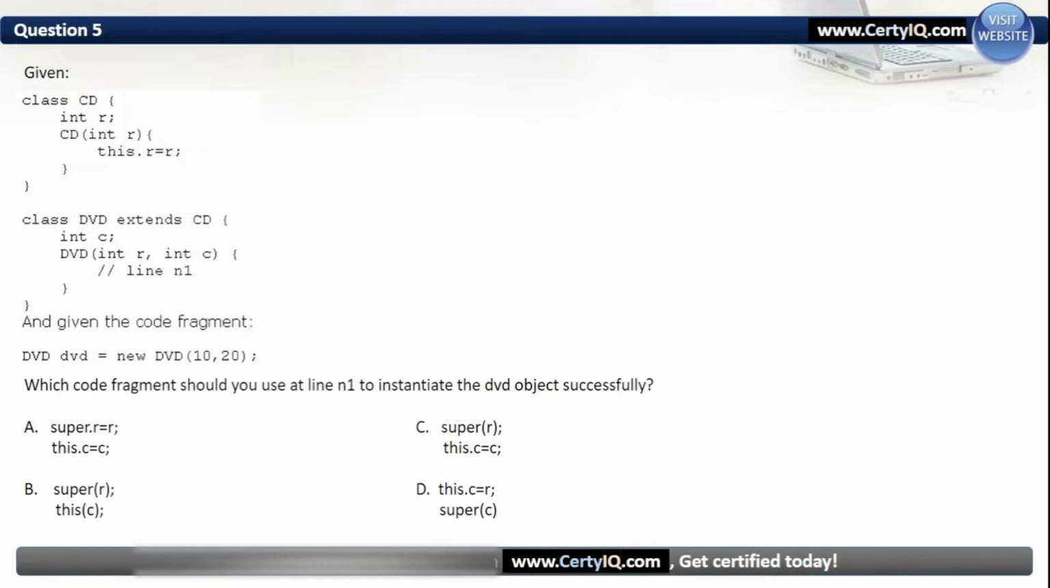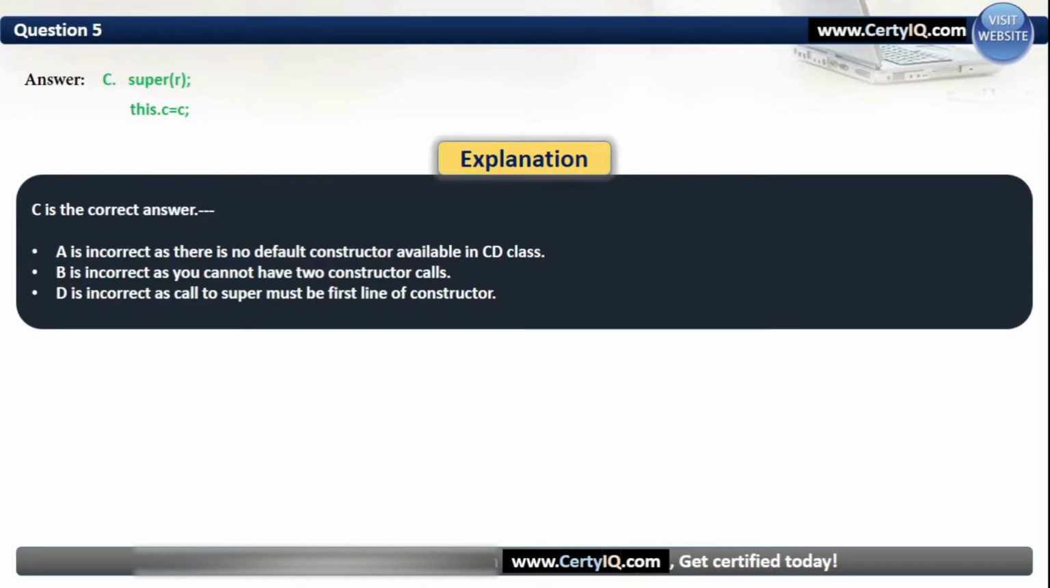The correct option among all these code fragments is C. C is the correct answer. A is incorrect as there is no default constructor available in CD class. B is incorrect as you cannot have 2 constructor calls. D is incorrect as call to super must be first line of constructor.